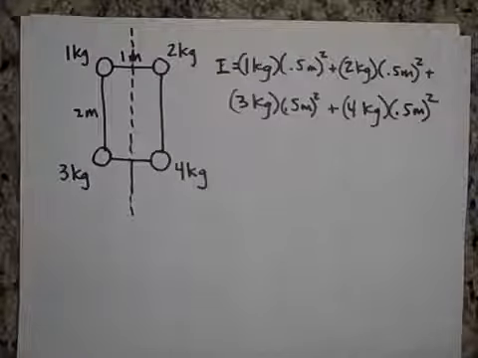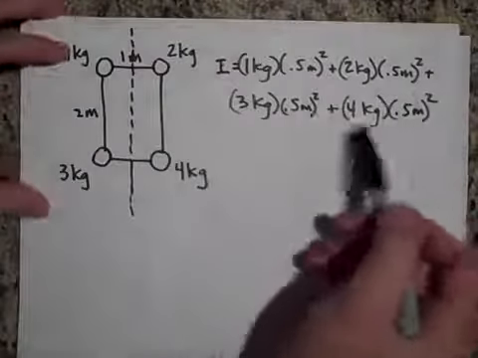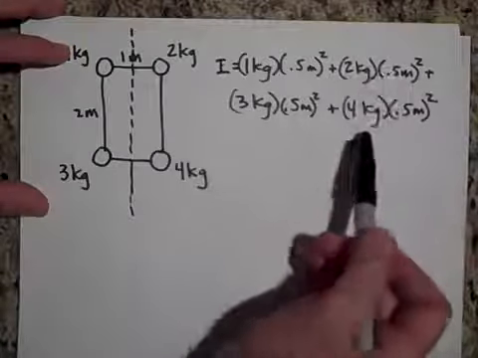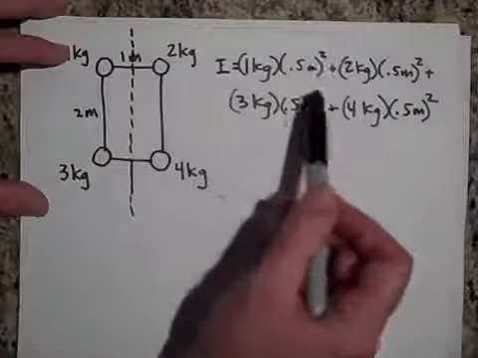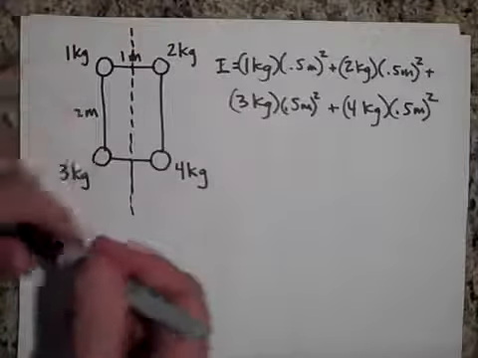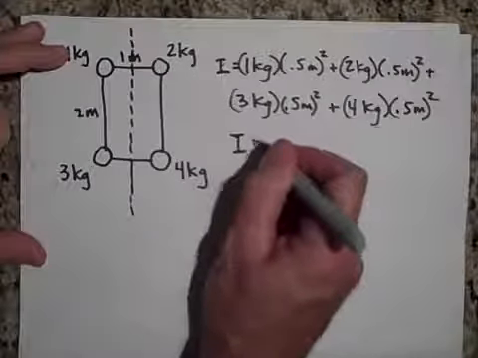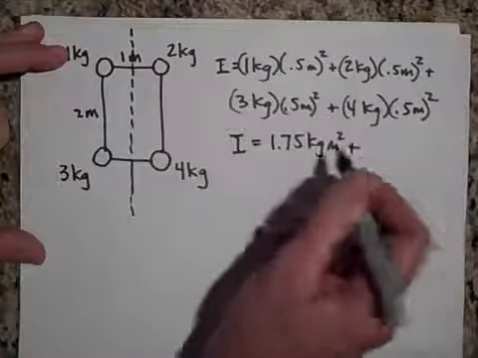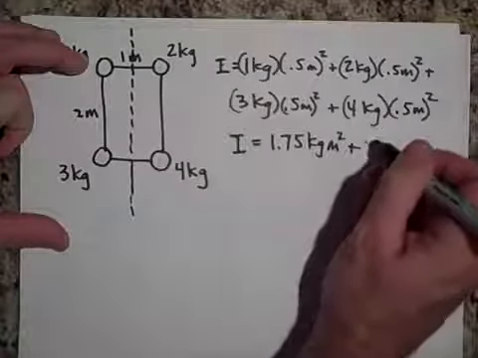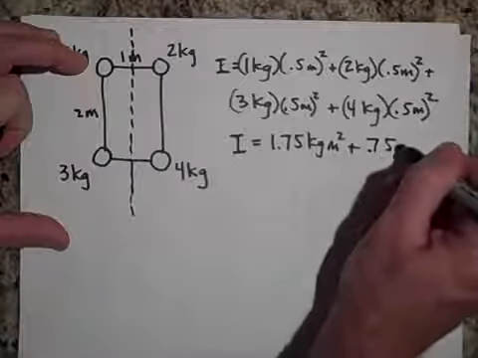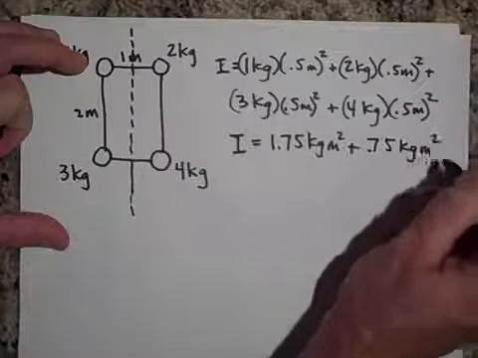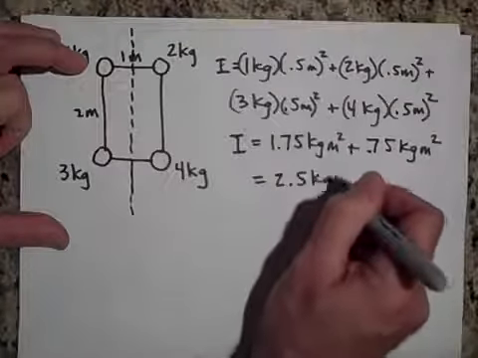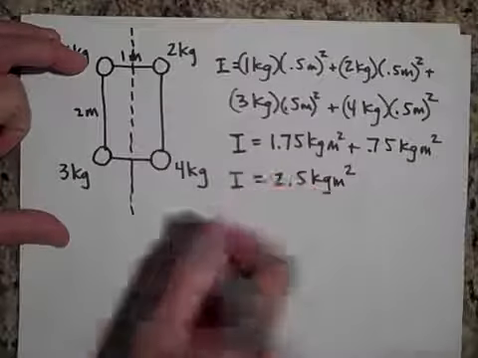Okay, well, when you square a half, you get a quarter. So this is going to be equal 1. This one will equal a half, so that's 1 1/2. This will equal a quarter, so now we have 1.75. So I is 1.75 kilograms meters squared, plus that's going to give me 3/4. So that gives me 2.5 kilograms meters squared. That's what I is.